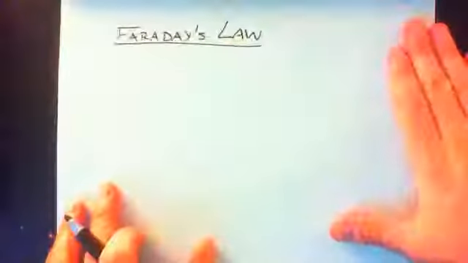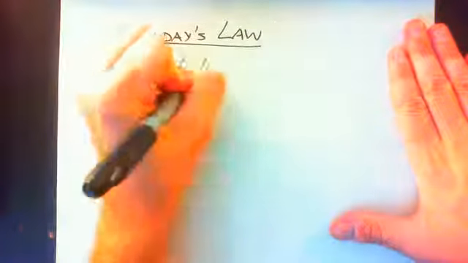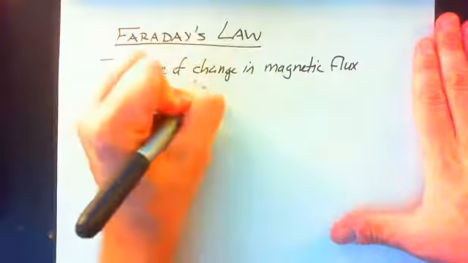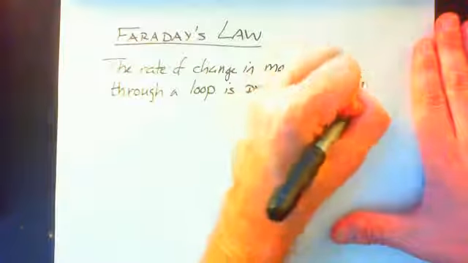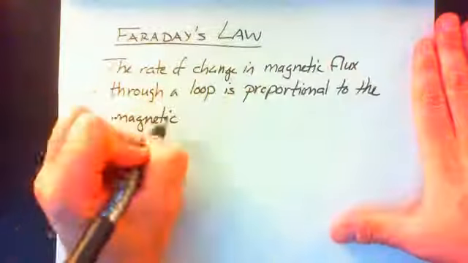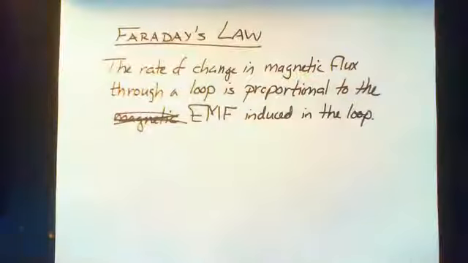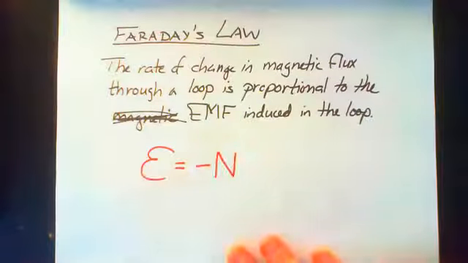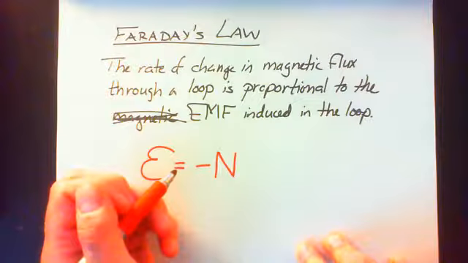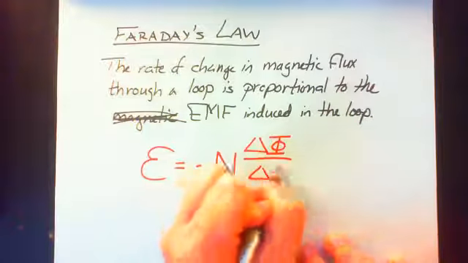So, I've already mentioned it, but let's put it in better language. Faraday's law says that the rate of change in the magnetic flux through a loop is proportional to the EMF induced in the loop. So that's the verbal statement of Faraday's law. The mathematical statement of Faraday's law is that the EMF is equal to minus N, we'll define that in a moment, minus N times delta phi divided by delta t.